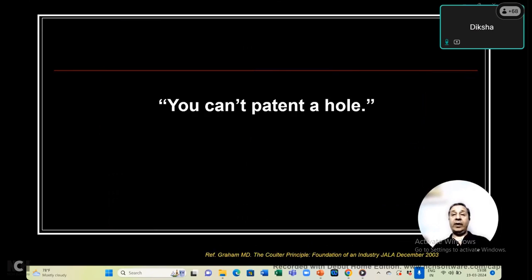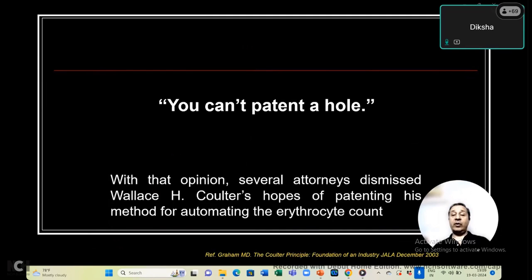Interestingly, when Sir Wallace Coulter and his brother approached the patenting authority in the US, they were told, come on, you cannot patent a hole. With that opinion, he had to take the help of a lot of counsel to get a patent for what he had defined. It's a different story that a few years later, this found its way into the system, and people accepted it as a part of the patenting process.